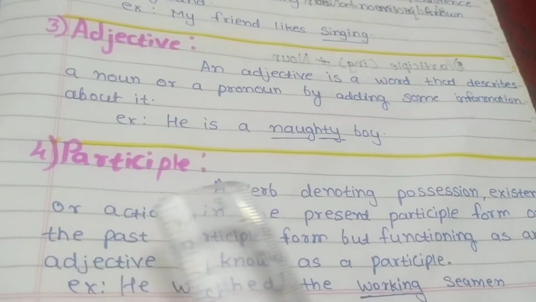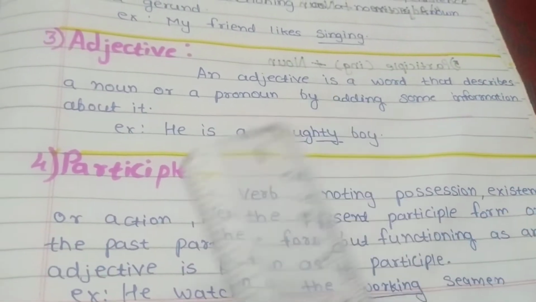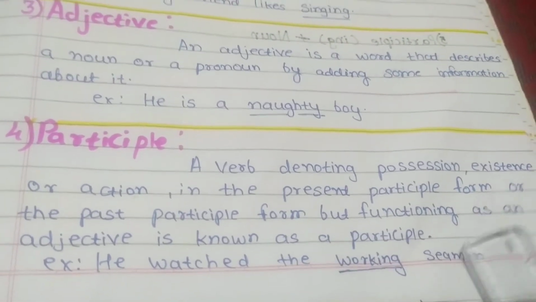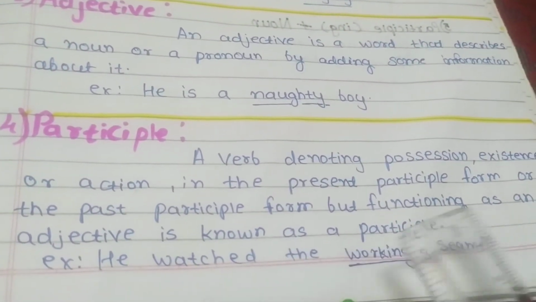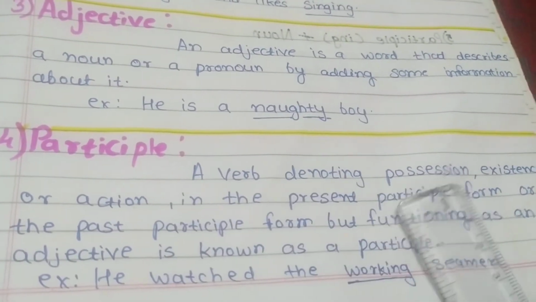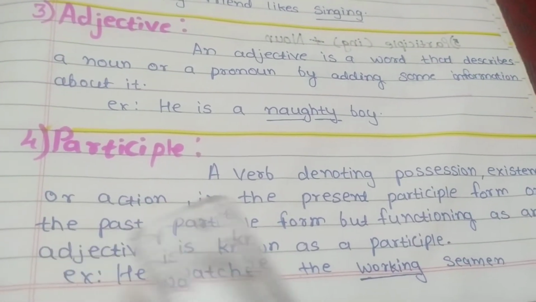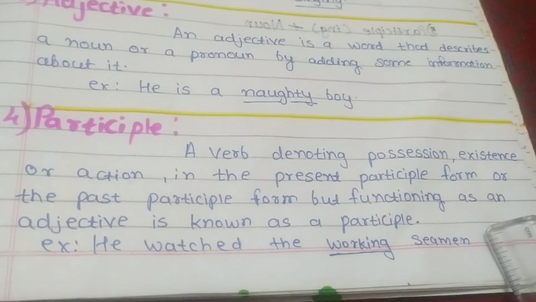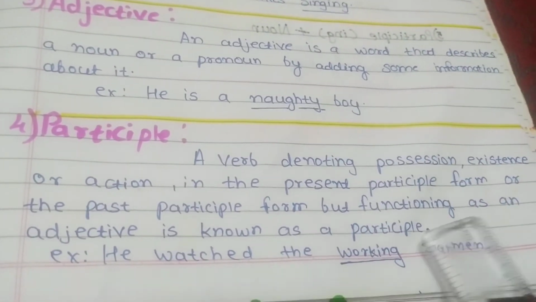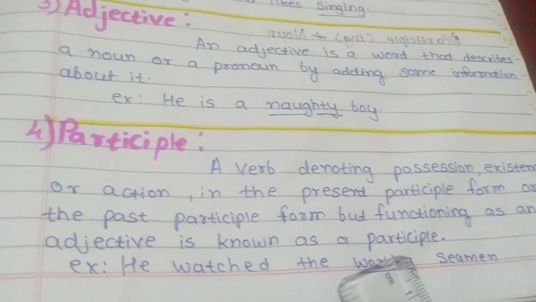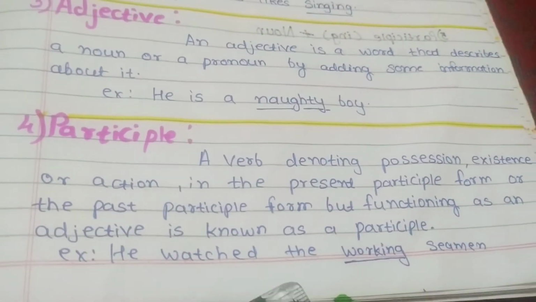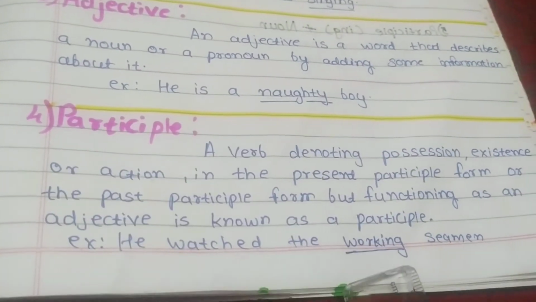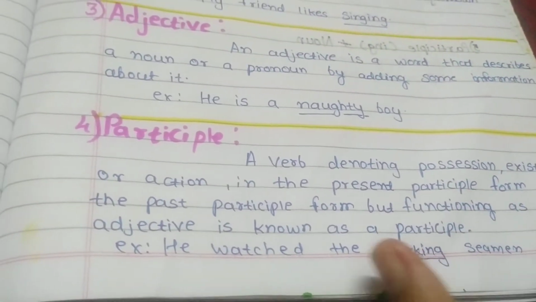Next, participle. A verb denoting position, existence or action in the present participle form or the past participle form but functioning as an adjective is known as a participle. For example, he watched the working seamen. Here the word working is a participle, and it is a present participle.